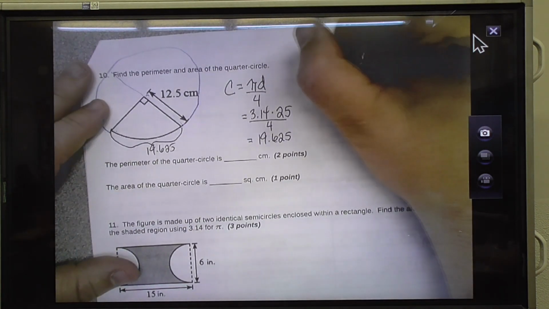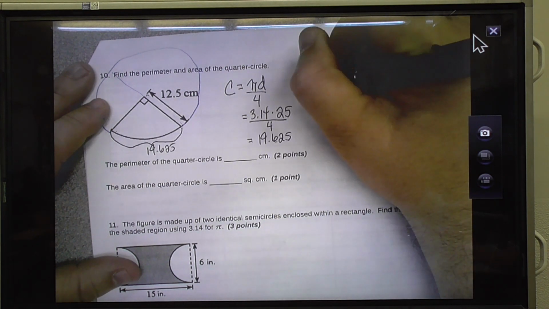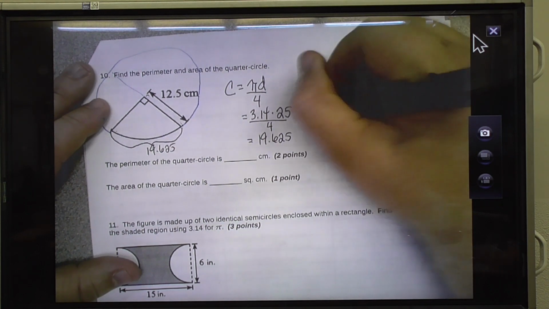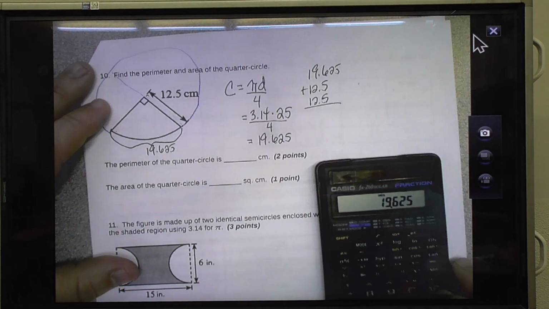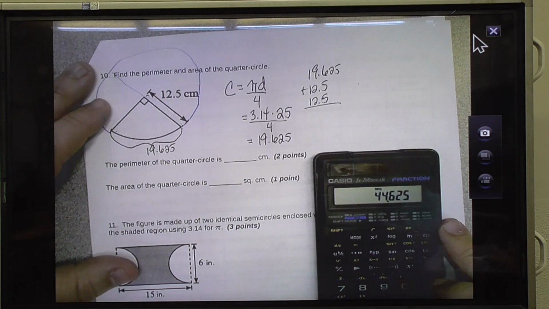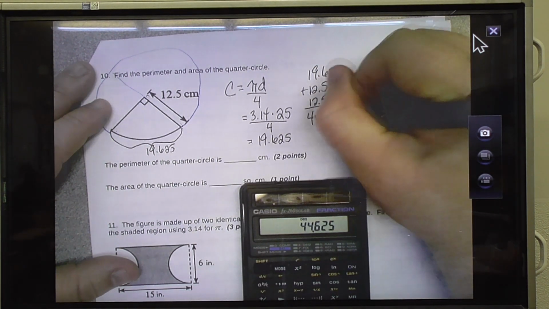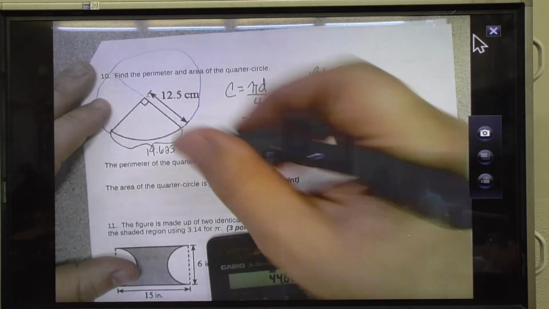So to find our actual perimeter, 19.625 plus 12.5 plus another 12.5. Right? And then we're going to add all of that up. 12.5 plus 12.5, he says equal to what? 44.625. That is our perimeter.